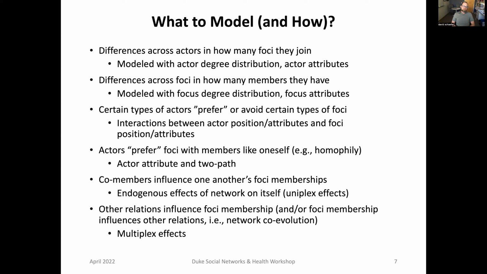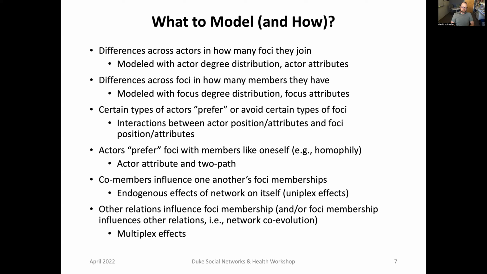We might have questions about whether certain types of actors prefer or avoid certain types of foci. So we can look at interactions between actor attributes and foci attributes, or interactions between actor sociality and foci popularity. We can look at interactions to try to specify those niches. Do certain activities fill certain niches and appeal to certain kinds of people? I mentioned earlier homophily, right?